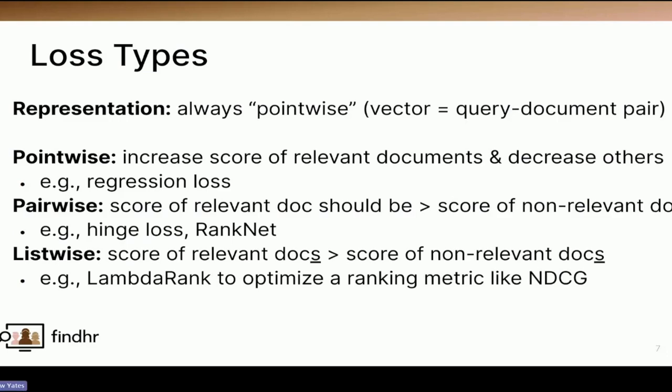So the way we represent a query document pair is always pointwise. If you haven't seen that term before, it's not important. Basically, it means that our feature vector is always based on a pair. So we always have one query and one document. And the reason I say it's pointwise in quotes is because when we talk about a loss type, an objective function used to train the model, we have three different types, and one of them is pointwise, where we look at only a query and document in isolation.